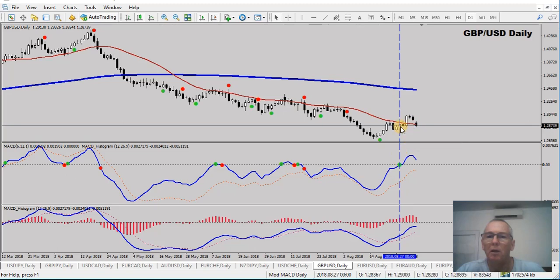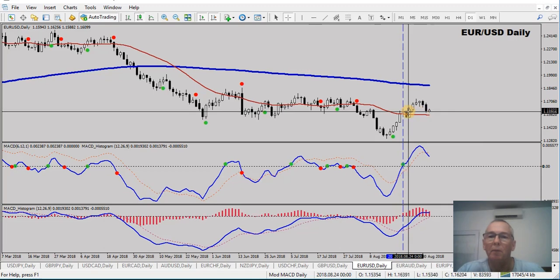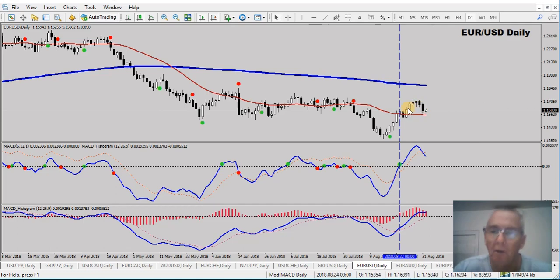Pound USD, there's a buy signal here. Didn't take it, the filter kept me out, which is probably a good thing at this stage. It's not going anywhere, possibly going back to the downside, but who knows. Euro USD, there's a buy signal here, didn't take it because of the filter, and it's already turned back down. But again, it's gone up 140 pips since the entry, so whether I would have taken that or not, generally I try to aim for the 240 LMA when I'm trading against it.